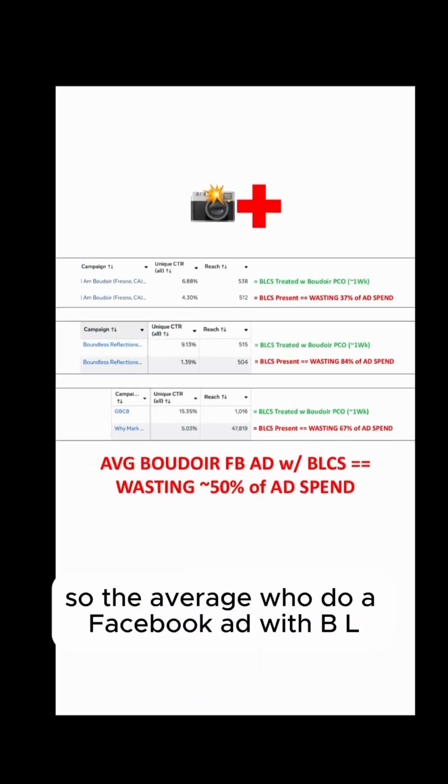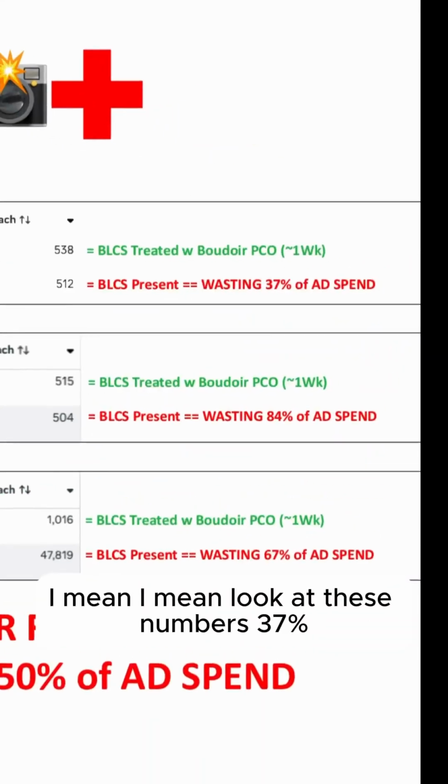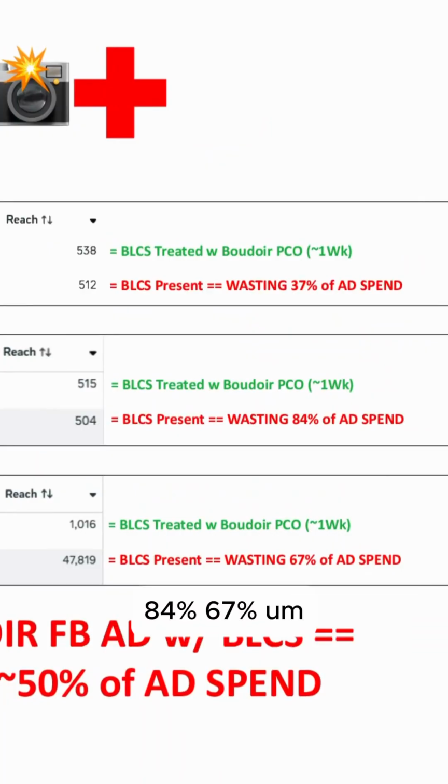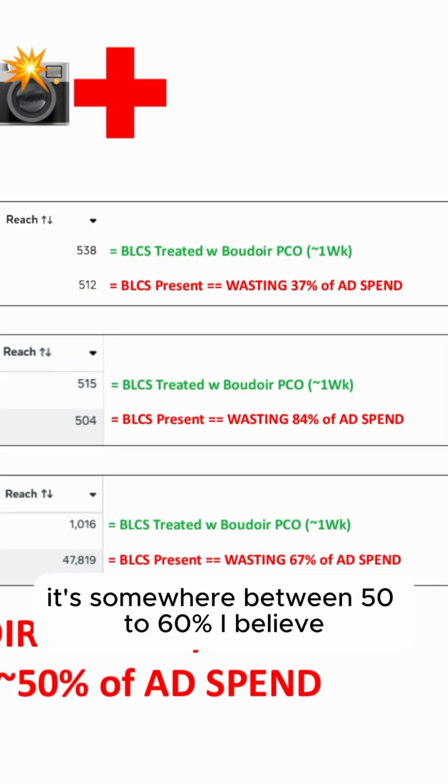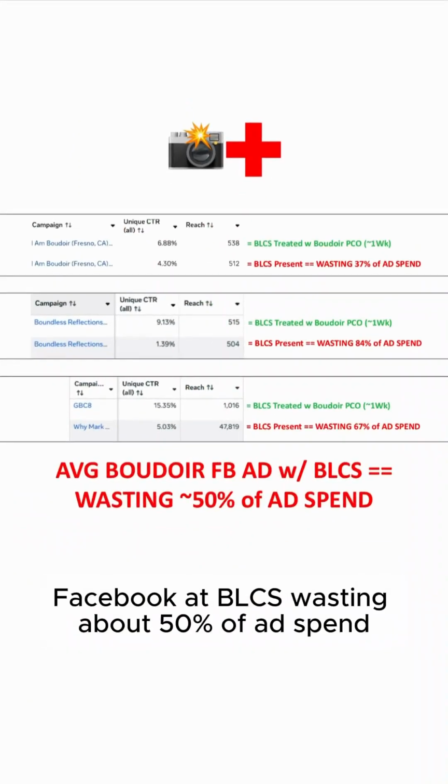So the average Boudoir Facebook ad with BLCS is wasting approximately 50% of ad spend. Literally, look at these numbers: 37%, 84%, 67%. Just take the average of those. It's somewhere between 50 to 60%, I believe. So a Boudoir Facebook ad with BLCS wastes about 50% of ad spend.